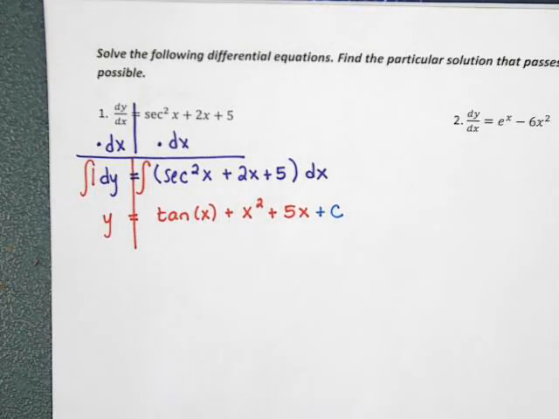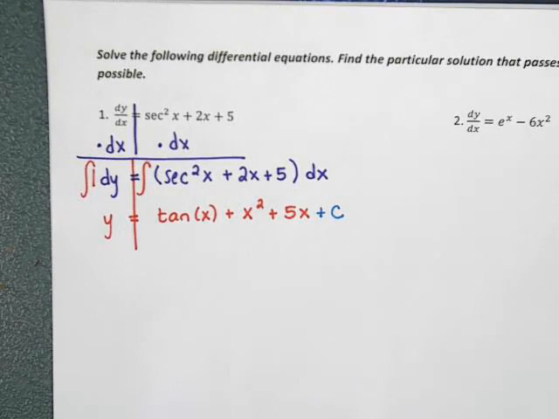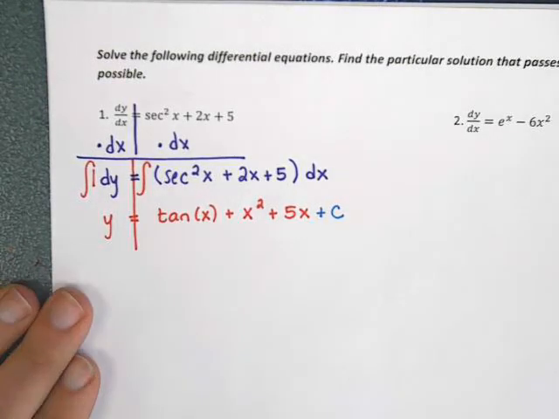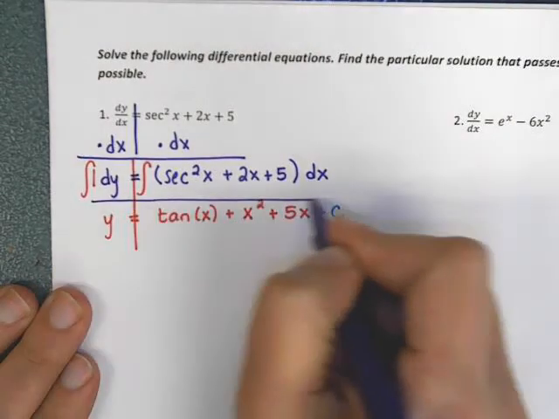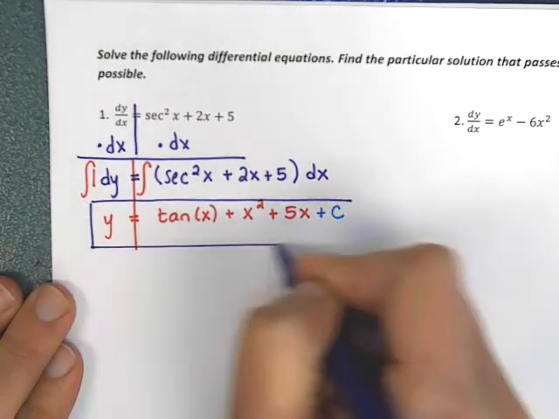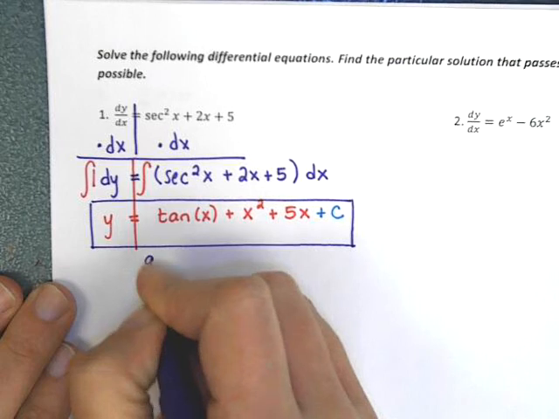Now, for this specific problem, we're done when we get to this point. The reason we're finished is that there is no initial value, so I can't go any further and actually figure out what the c value would be. In other words, in this problem, the best we can do is figure out the general solution.